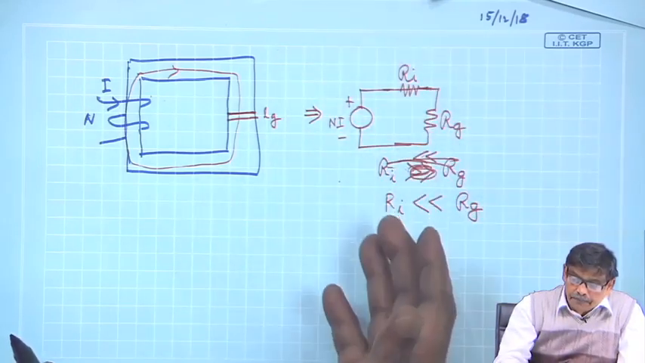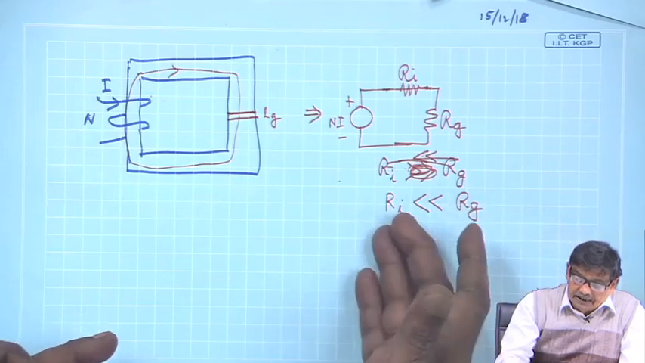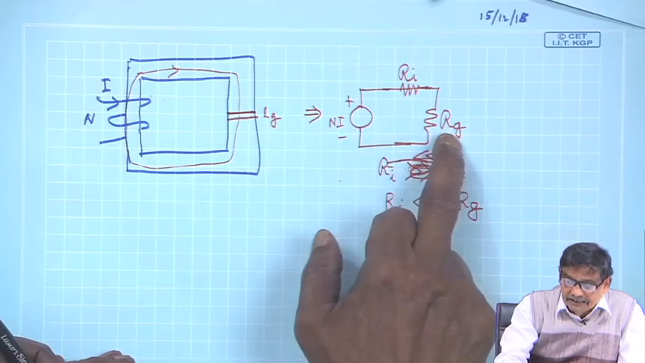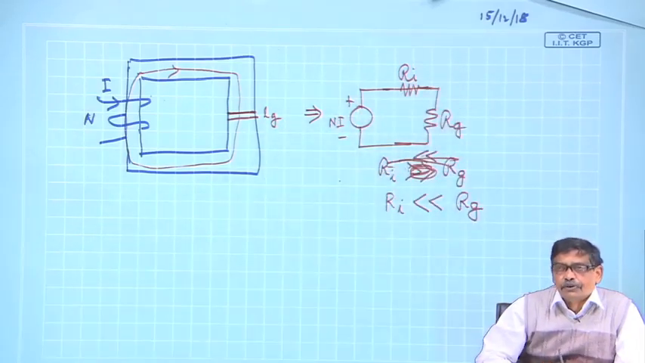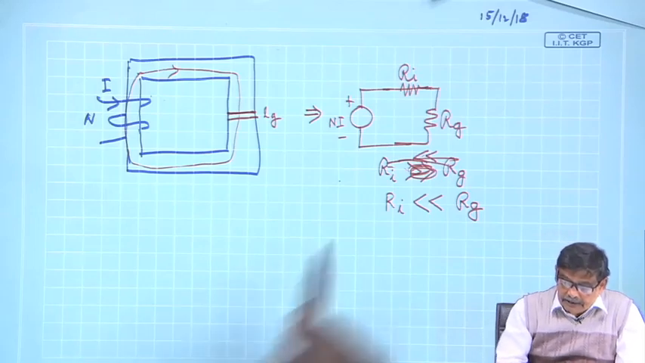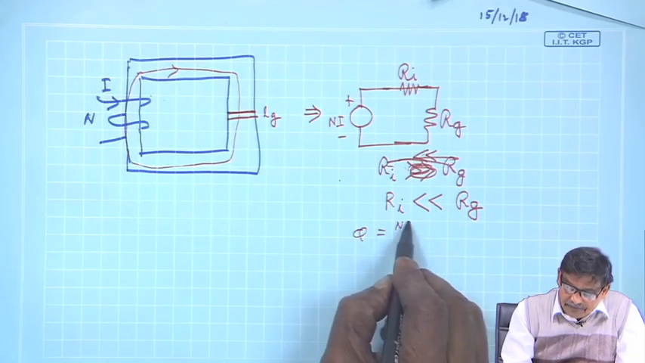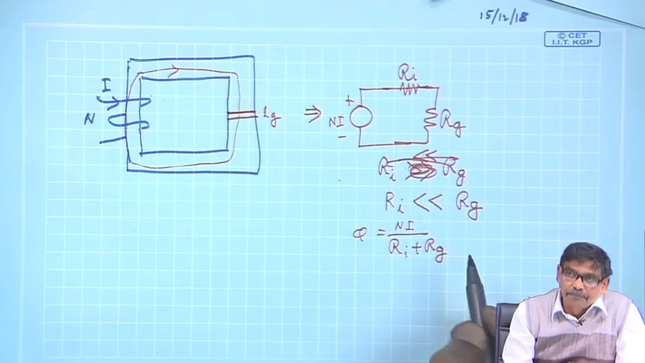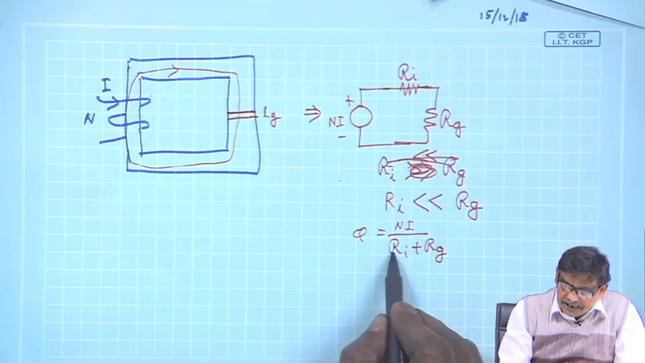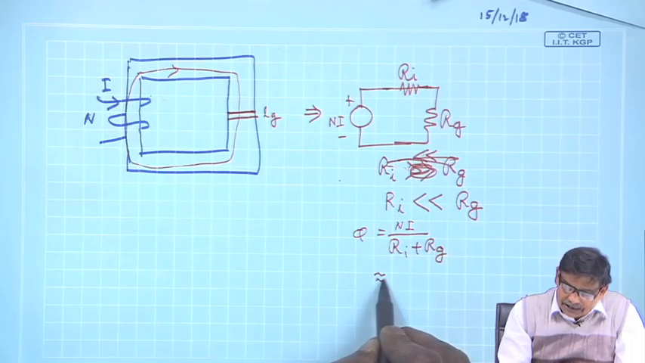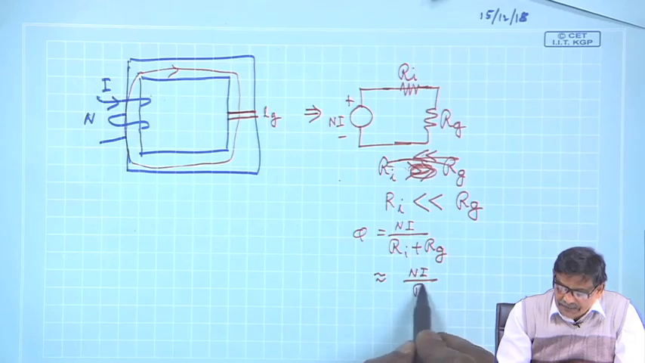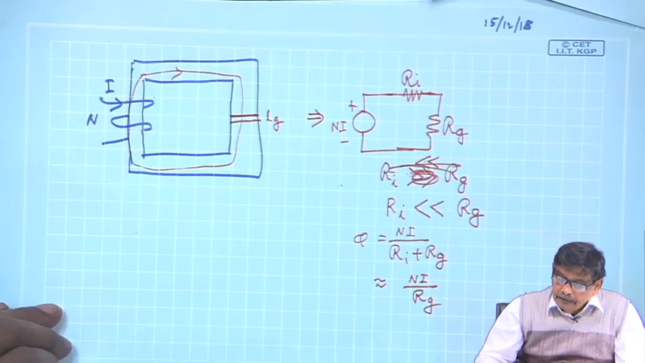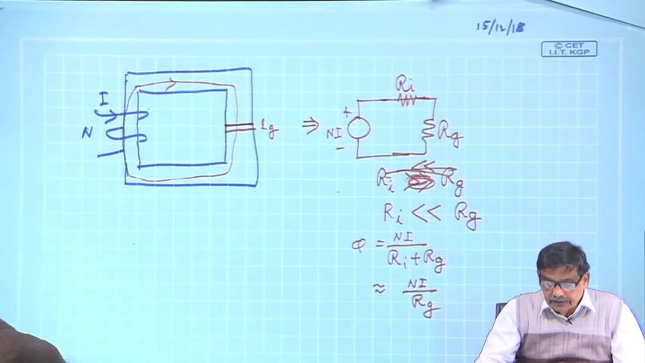In such a scenario, if Rg is many times higher than Ri, you simply divide the total MMF by Rg and you can quickly get the flux produced, MMF by reluctance. Strictly speaking, this flux will be MMF by the reluctance of iron plus the reluctance of the gap. But the reluctance of the gap is very high compared to Ri. So, whether you add Ri or not, it is simply like this. That is the meaning of that assumption. So, all the MMF will be dropped across the air gap.